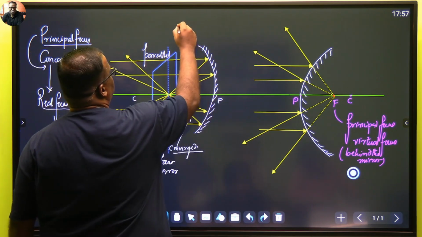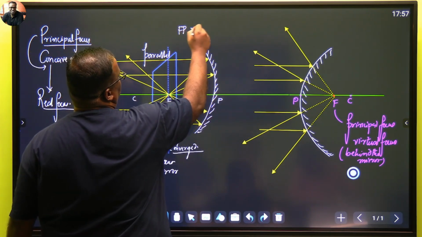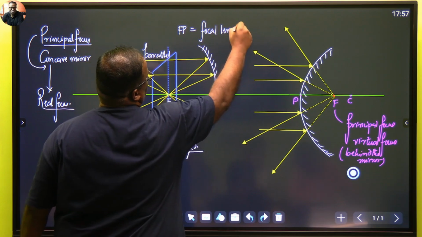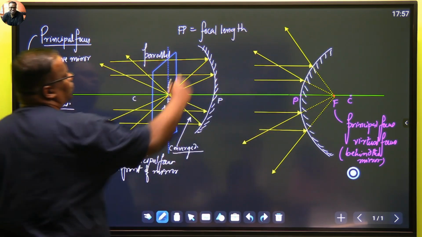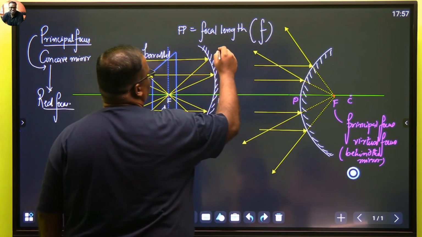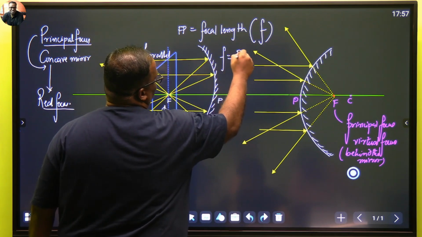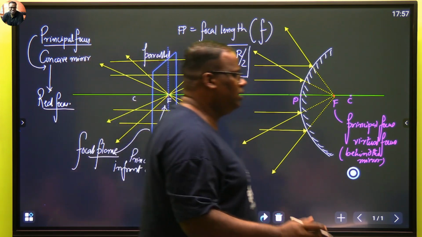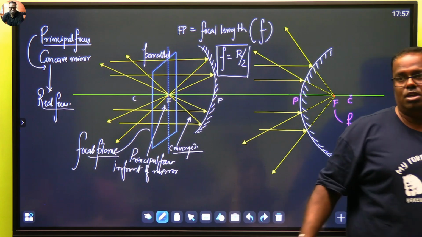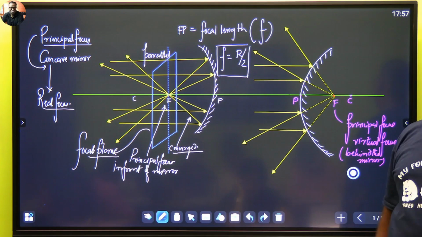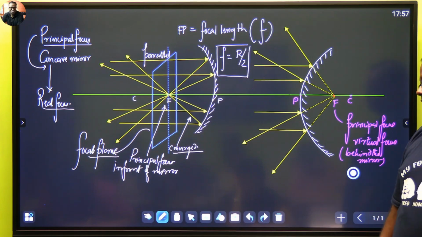And the distance FP, whichever mirror you are saying, is known as your focal length. The distance from the focus to the pole is known as focal length, always denoted by small f, and the relation is such that small f is always half of the radius of curvature. ये आपका formula. It doesn't matter whether you have a concave or a convex mirror, the focal length is always half the radius of curvature. So this is your formula number 1. Are we there? Okay? Understood? Right.